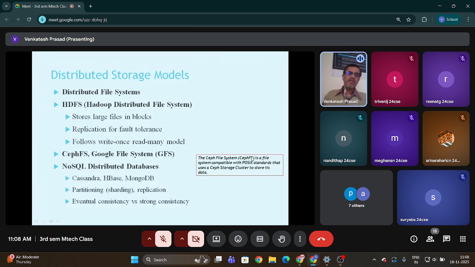So there is another, Google file system, which is not in scope for us, and the Ceph file system, which is not in scope for us. So Ceph is another framework or a platform which supports the Ceph file system. So basically it is compatible with the POSIX standard, the portable operating system interface standard. Okay. So if you want to know a little bit more about CephFS and Google file system, differences and so on, you can look at the notes section.